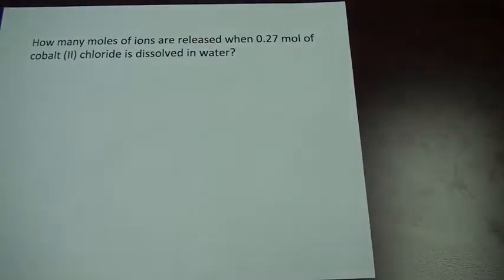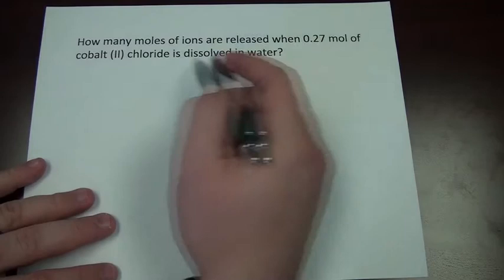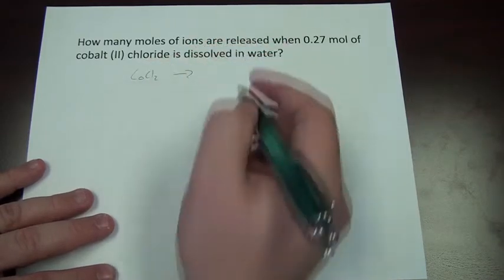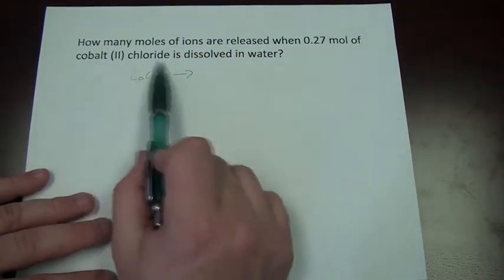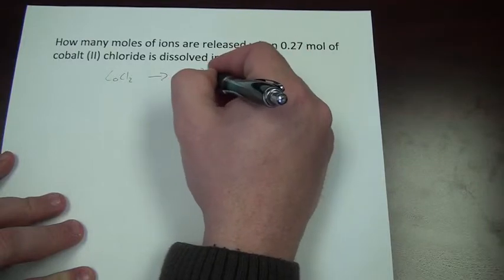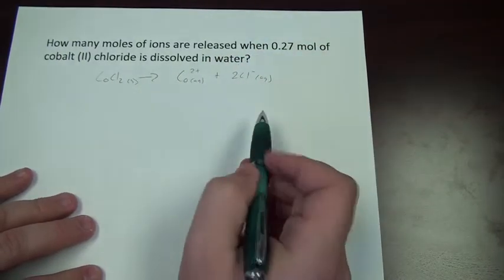How many moles of ions are released when 0.27 moles of cobalt(II) chloride is dissolved in water? This is sort of a question that goes back a little bit in time, not necessarily calculating concentration. But when we put CoCl2 in water, it's going to break apart into its ions. This is an ionic compound. It's going to be completely soluble, so we're going to end up with Co2+ aqueous plus 2Cl- aqueous.